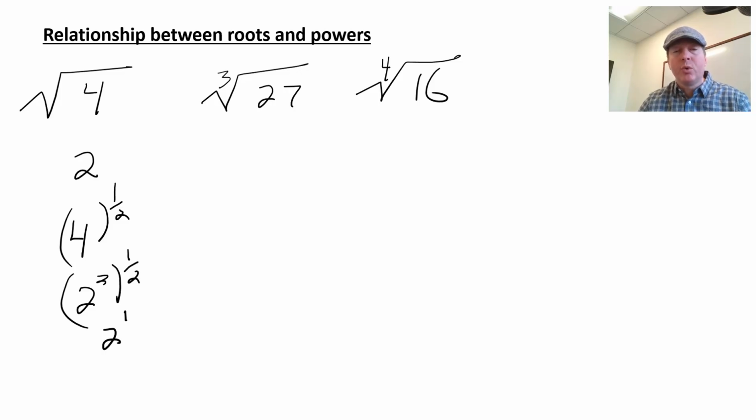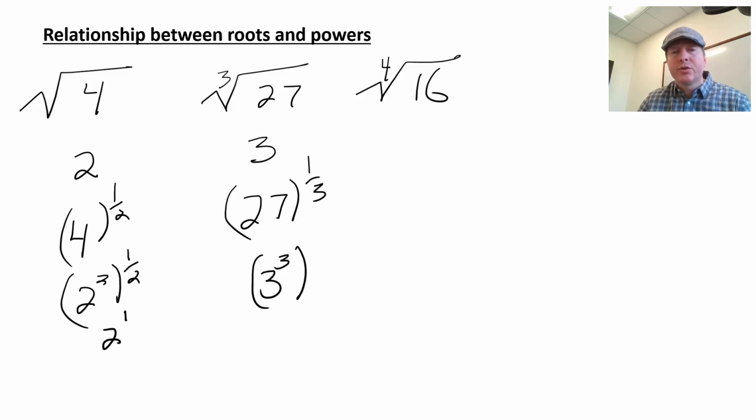How about the cubed root of 27? That we said is 3. Cubed root of 27 is 27 raised to the power of 1/3. It is 3 cubed. It is 3 times 3 times 3. It is 3 cubed raised to the power of 1/3. It is simply 3. Cubed root of 27 is 3.